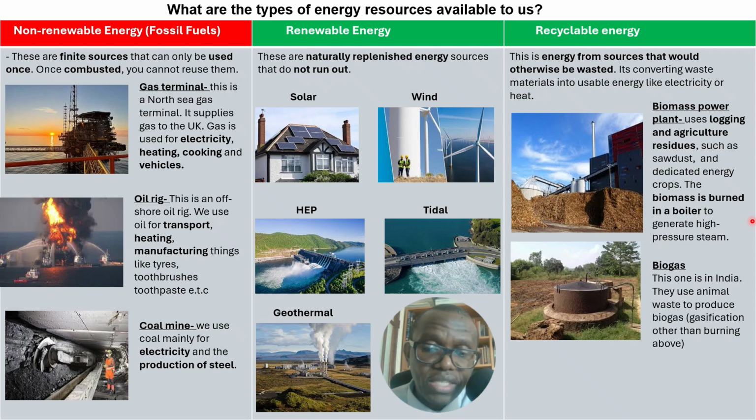And then the next category under recyclable energy here is biogas. Now this one here, an example of this is in India. You remember we covered this in the development dynamics video. And this here is when we use animal waste to produce that biogas. And then that gas is used for heating and for cooking and for lighting in homes as well.